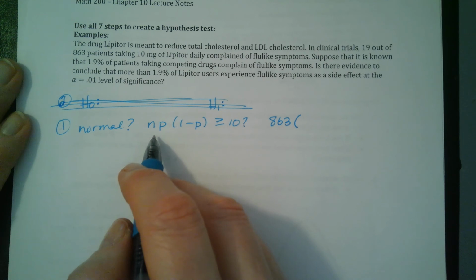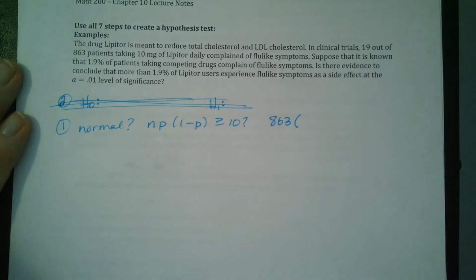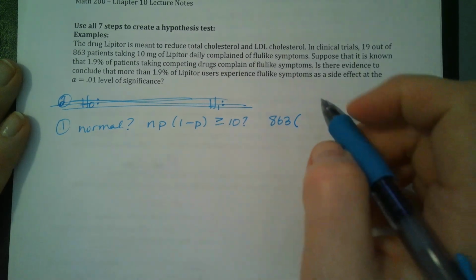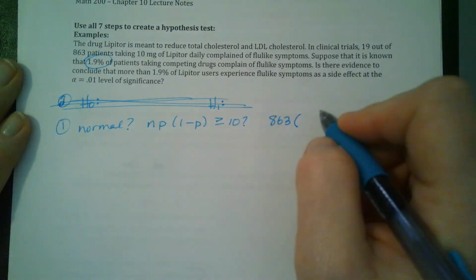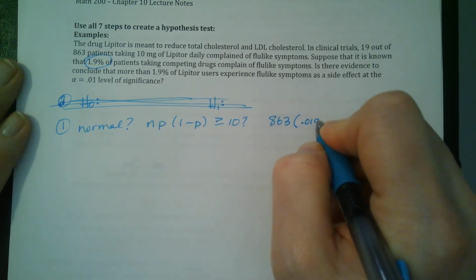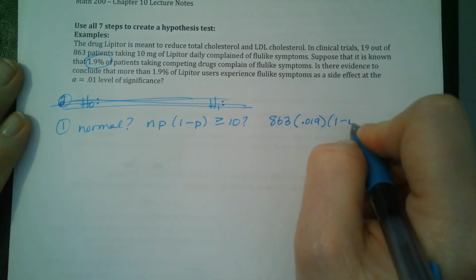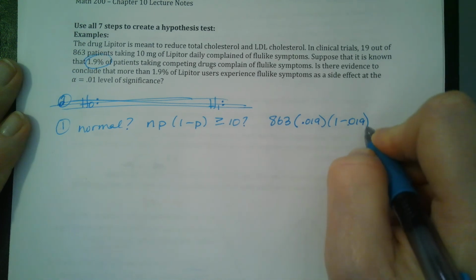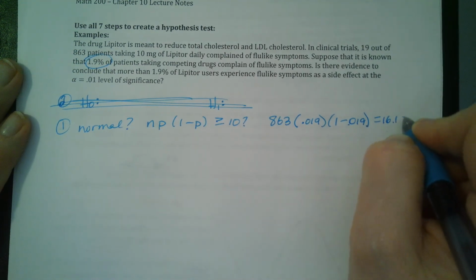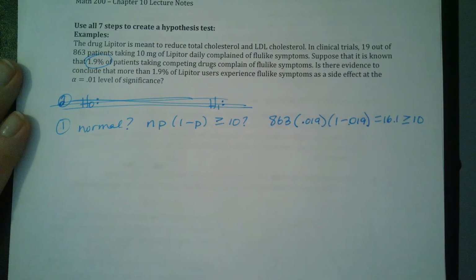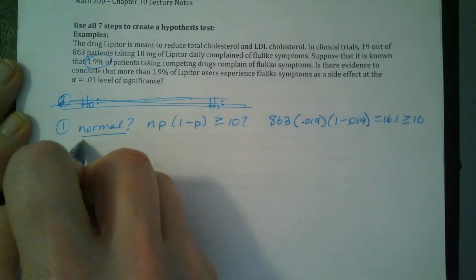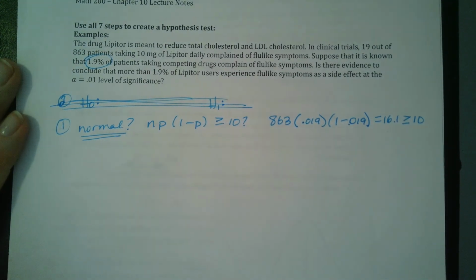It says 1.9% of patients taking competing drugs complain of these flu-like symptoms. So 1.9% is our P. 1 minus P, and that's equal to 16.1, which is indeed greater than or equal to 10. So we can conclude that this definitely is normal.